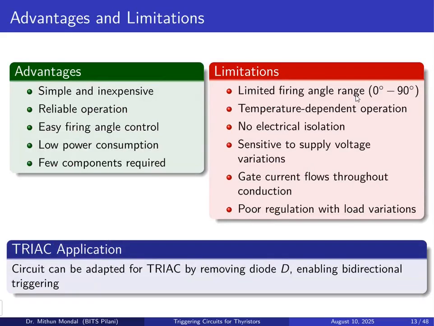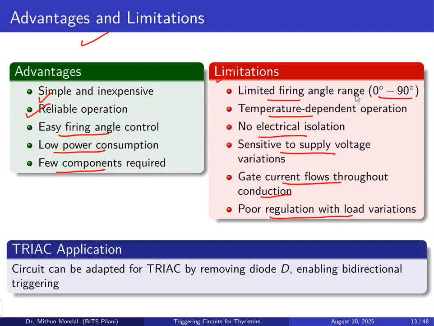Some of the advantages and limitations of this resistance triggering method: it is simple and inexpensive, it is reliable, easy firing angle control is possible, low power consumption, and few components are required, which are the advantages. Whereas the limitations are: a limited firing angle range from 0 to 90 degrees only, temperature dependent operation, no electrical isolation is provided, sensitive to supply voltage variation, gate current flows throughout the conduction process, and the regulation is very poor with load variation.